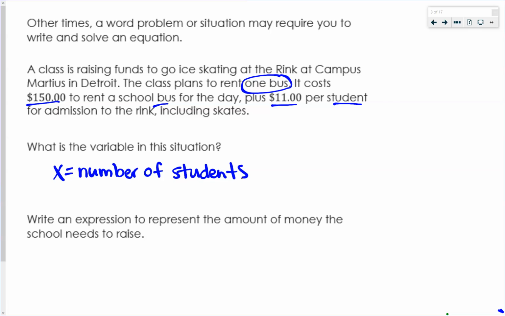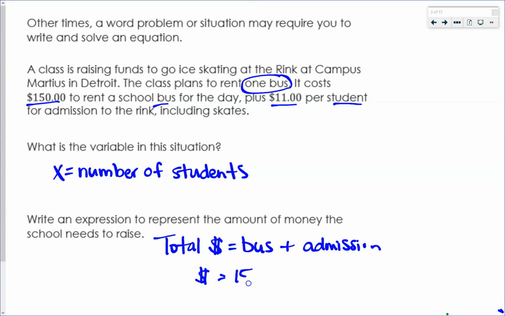Write an expression to represent the amount of money the school needs to raise. All right, so the total money that they need to cover the bus, which we already know is $150, right? It's going to be the bus plus admission for students, right? So I know that my bus is $150. Admission for students, I don't know how many students there are, but I do know it's $11 per student. So it's going to be 11x. So the total money is going to equal $150 plus 11x.